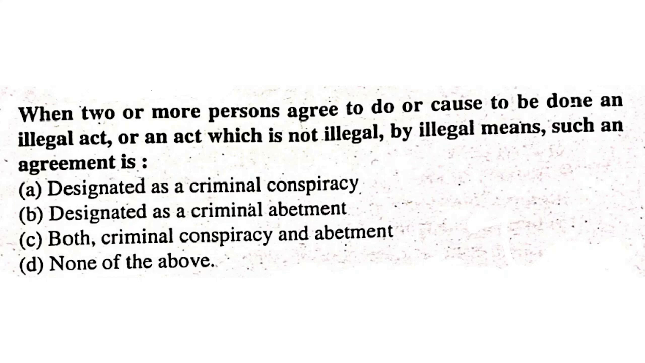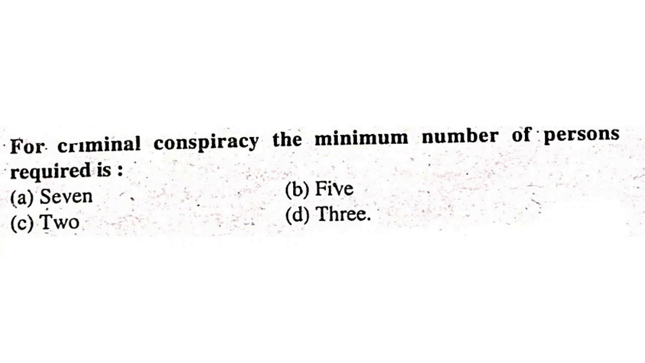When two or more persons agree to do or cause to be done an illegal act, or an act which is not illegal by illegal means, such an agreement is designated as criminal conspiracy. Is it designated as criminal conspiracy, criminal abatement, both, or none of the above? It is designated as a criminal conspiracy. For criminal conspiracy, the minimum number of persons required is 2.